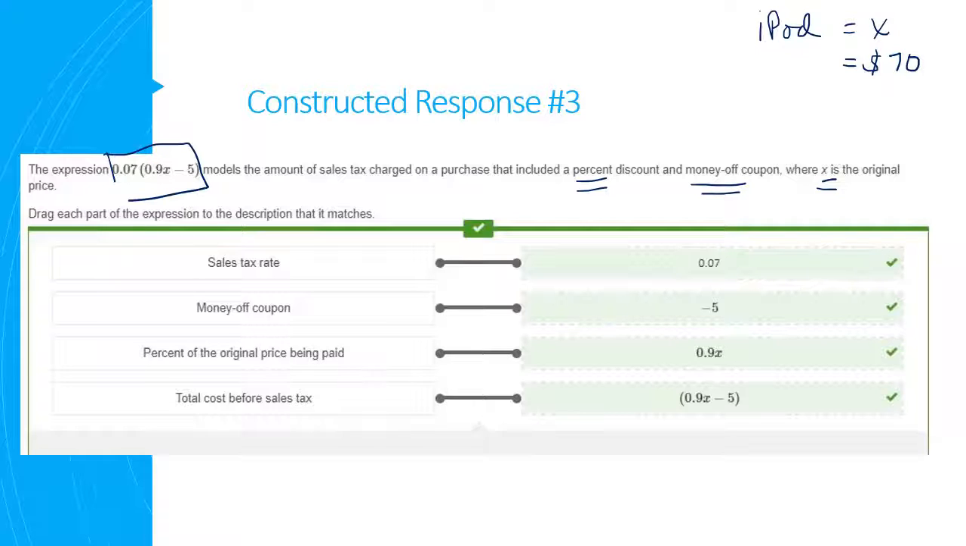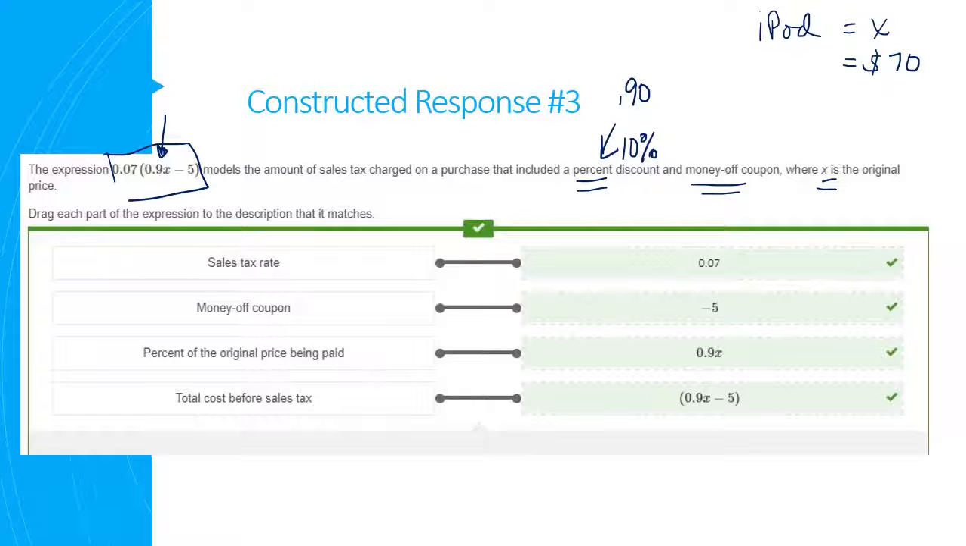Notice that x was our original price. So if I look at my expression, the x is right next to this 0.9. So 0.9 would mean I'm paying only 90% of the original amount, so I'm getting it at a discount. That's my % off discount. If I'm paying 90%, that means my discount was actually 10%. It's 10% less than the original amount.